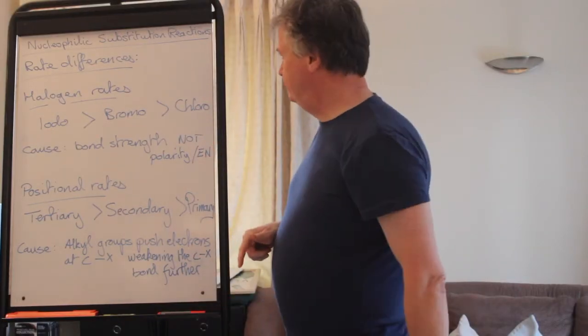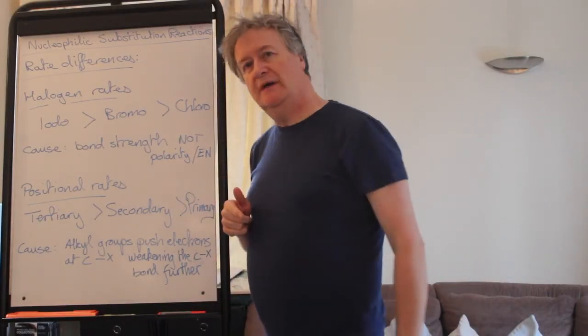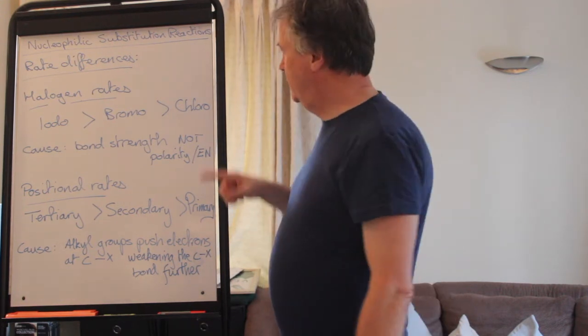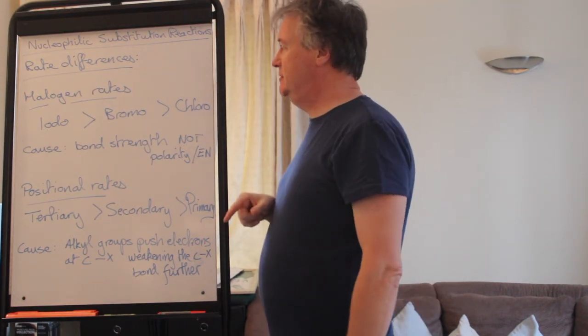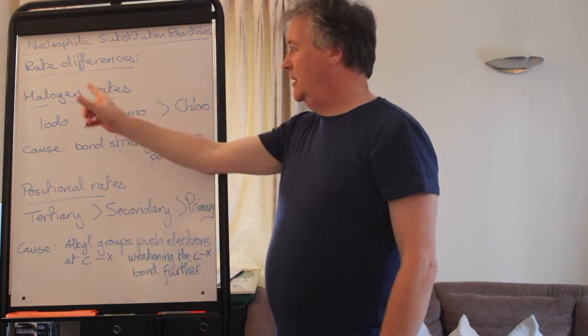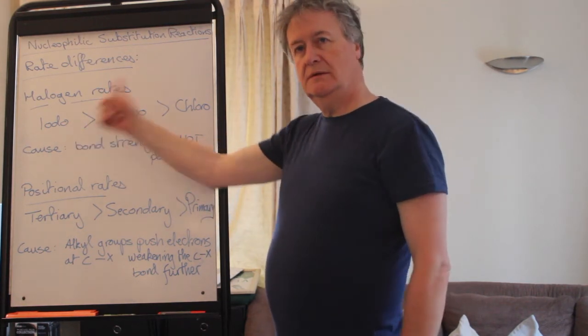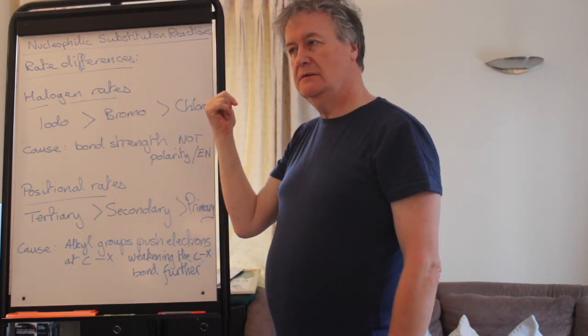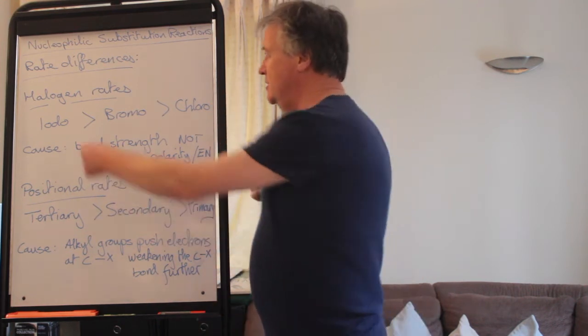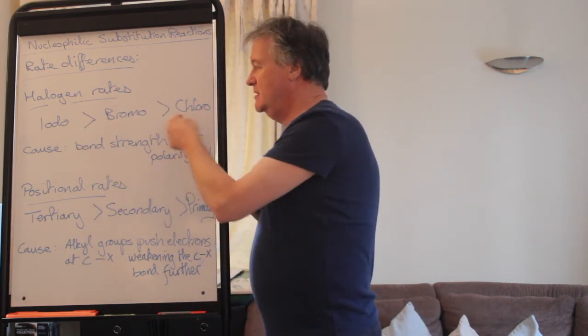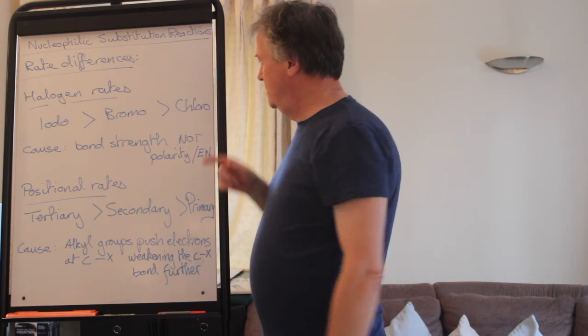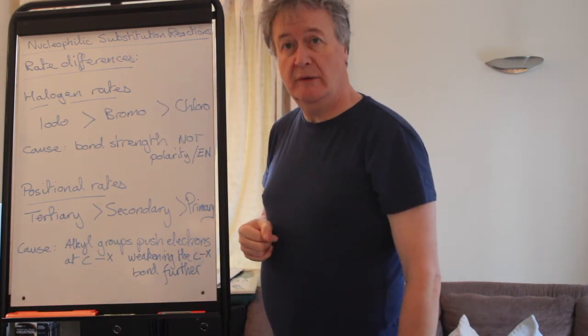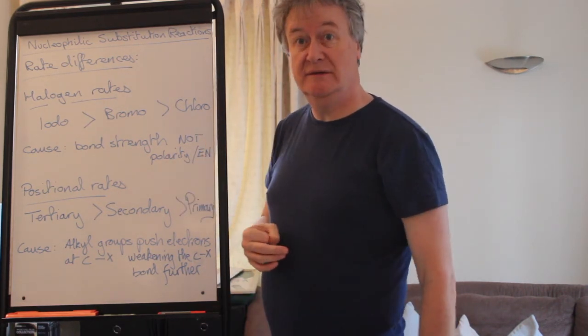So the last bit, what are the actual rate differences? Change the halogen. Iodo reactions are the quickest. Chloro reactions take days. These are done in seconds. These take minutes. These take days. Often you throw the chloro away and it's not shown any sign of doing the reaction.